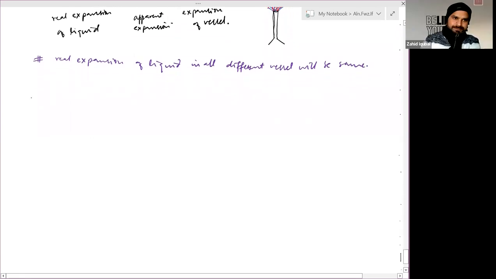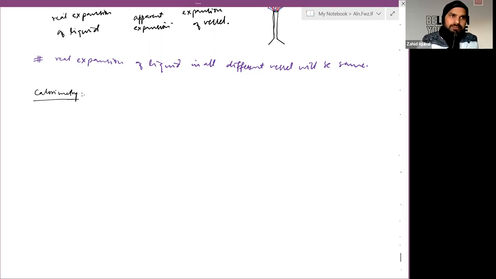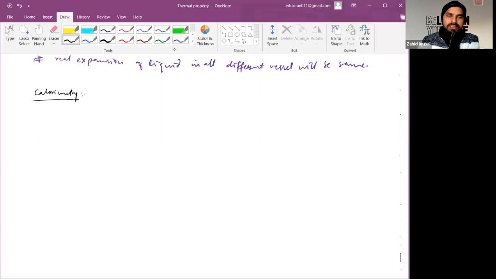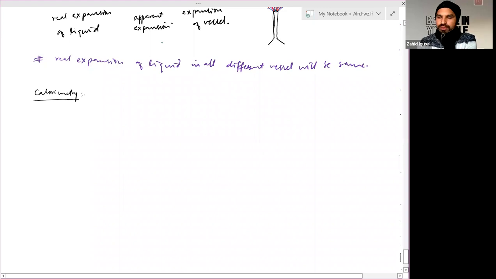Next is calorimetry. So first, what do you mean by calorimetry? You'll say the study of exchange of heat between any two different bodies or systems, which causes them to change their temperature or change their state. This study is called calorimetry.